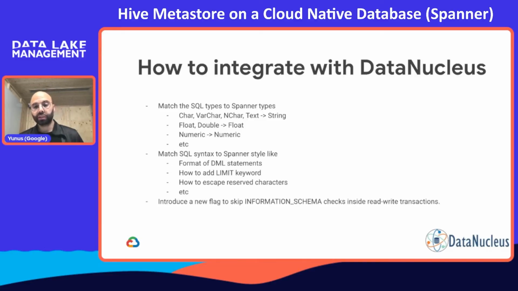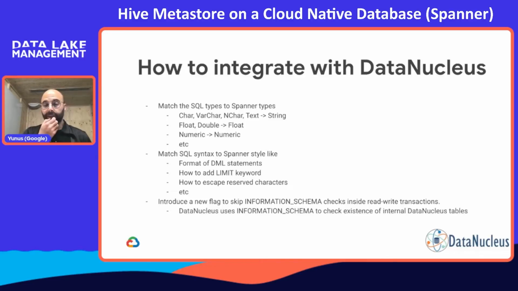But sometimes we hit some blocks that Spanner does not support fundamentally, so we cannot do much. For instance, there is an information schema of Spanner where you can query what tables are inside Spanner, and DataNucleus uses this. There are some internal DataNucleus tables that it uses to organize its objects, and it uses them in a read-write transaction. However, Spanner does not allow this.